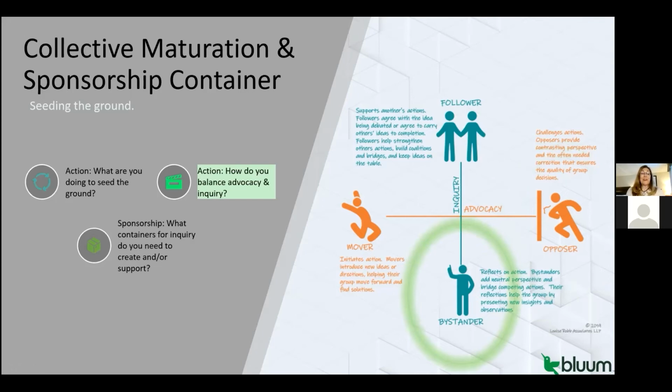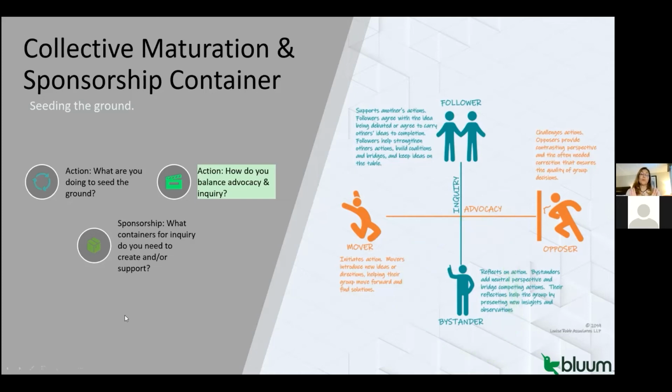The last archetype in the model is bystanders. Bystanders may be perceived as passive or detached from the initiative. They can often lend a supportive voice, though. They offer different perspectives. They support different ideas. They are often more analytical, but without your bystanders, there is no perspective. You have your opposers, you have your movers and followers. Your bystanders take a step back, they look at what's happening, and they can often see both sides. They're really your reflection or your mirror on the initiative as it's being rolled out.